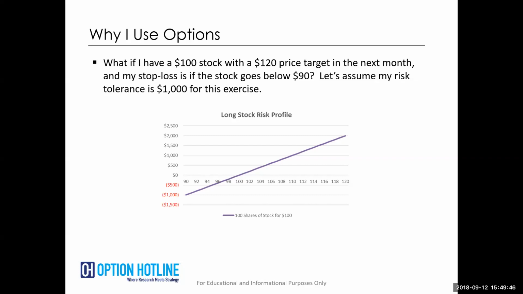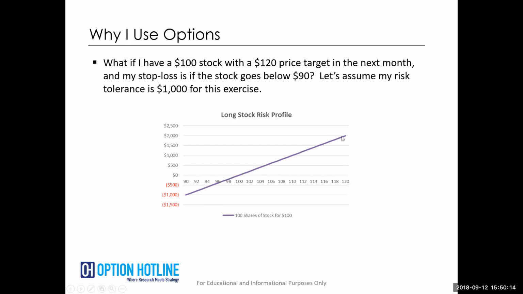And now the real key to this, and this is great. This is why I use options. There are a number of reasons behind it, but not the least of which was the fact that I grew up in the option pits. But if I have a $100 stock with a $120 price target over a month, and my stop loss is if the stock goes below $90, then really, if I buy 100 shares, I'm risking $1,000 to potentially make up to $2,000.